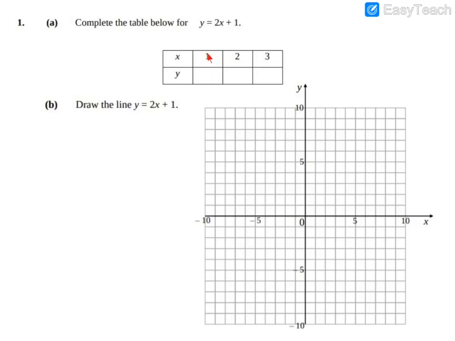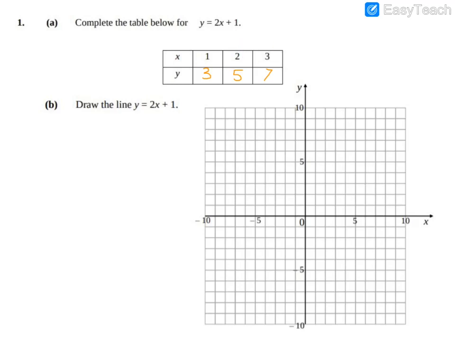times 1 plus 1, and that's going to be 3. And then I'm going to have 2 times 2 plus 1, so that's 5. And then 2 times 3 plus 1, that's 7. And now that I've got some x values and some y values, I can turn each of these into a pair of coordinates. So this is the coordinate 1, 3, the coordinate 2, 5, and the coordinate 3, 7.